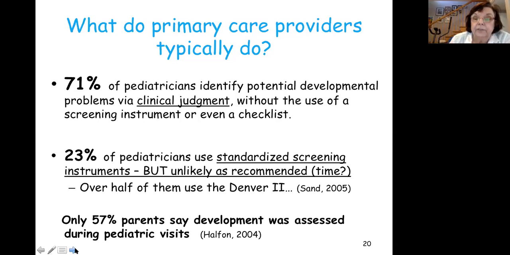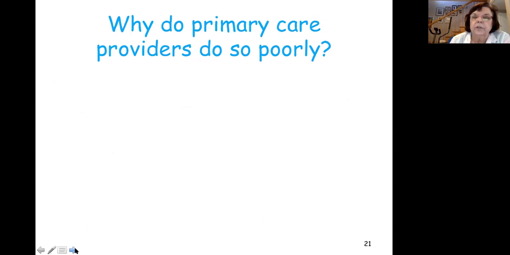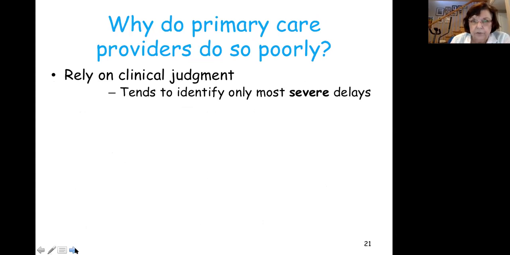And Neil Halfon from our own UCLA school identified that just a little over half of parents say that development was even assessed during a pediatric visit. So we may not be as good at identifying for parents that we're surveilling development, but we may not be doing the screening so that people know that it's happening. So why do they do so poorly?